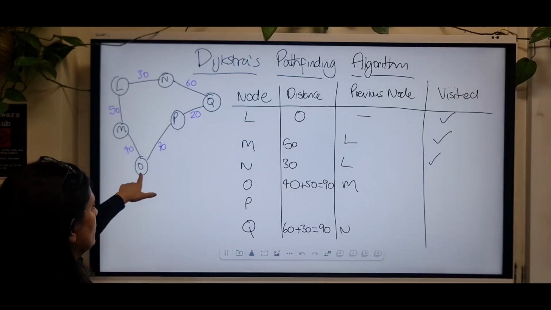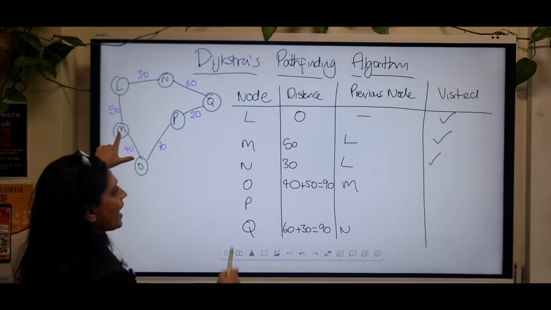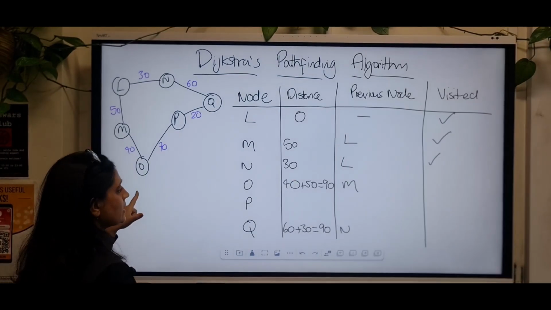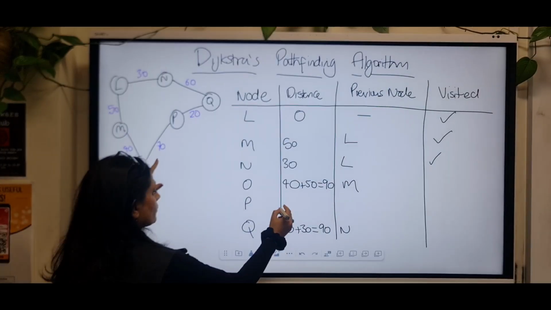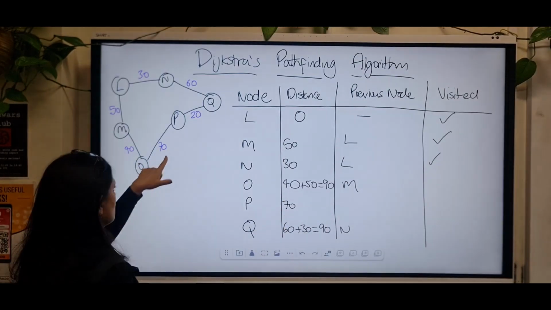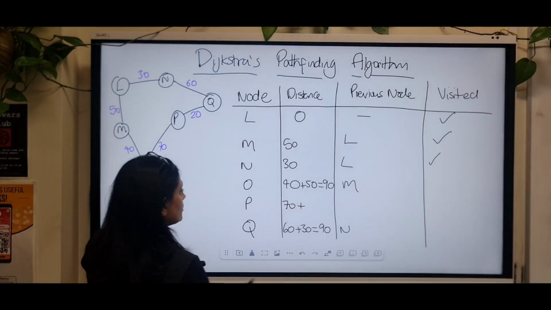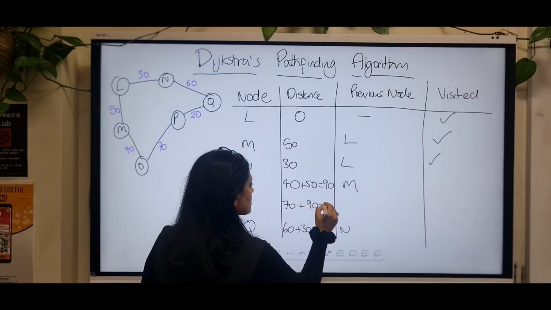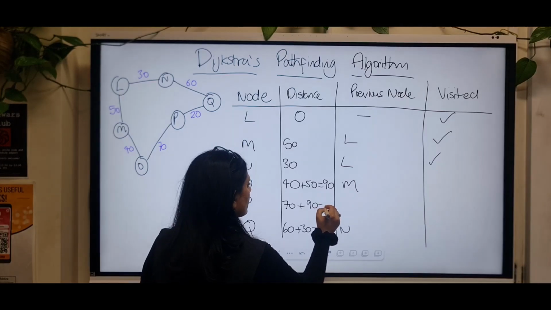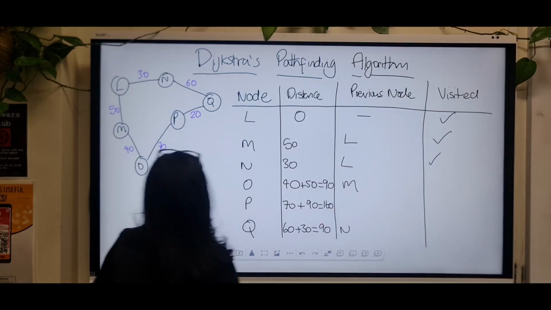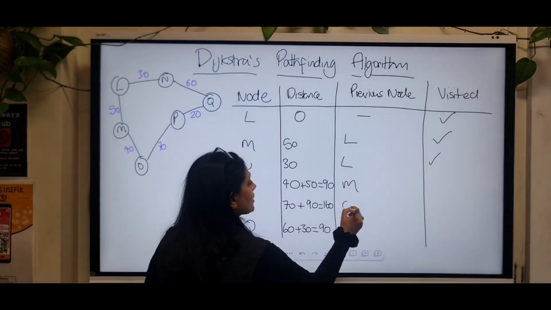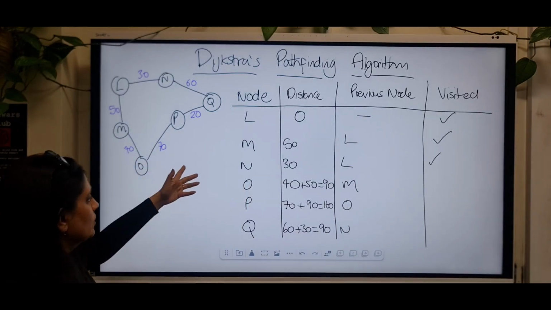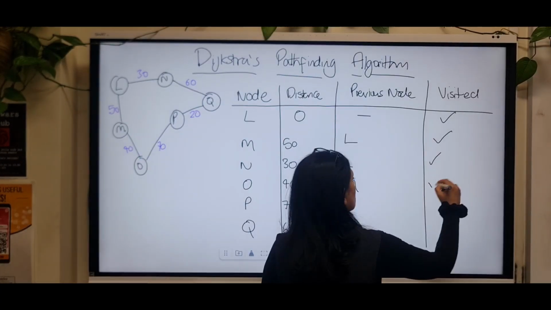Now let's look at O. That's connected to M, but it's visited, so we don't go backwards. O is also connected to P, so we can record that with a value of 70, plus the value of O, which is 90. So that gives us a cost of 160. Previous node that we've come from is O. There is no other node that O is connected to, so therefore we can tick off O as visited.